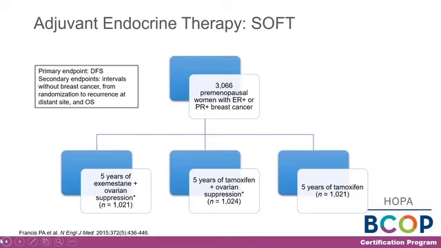This was a study that was done in over 3,000 patients who were premenopausal who had ER positive or PR positive breast cancer. These patients were randomized to receive 5 years of exemestane, which is an aromatase inhibitor, plus ovarian suppression, or 5 years of tamoxifen plus ovarian suppression, or 5 years of tamoxifen alone. The primary endpoint here was disease-free survival, and the secondary endpoints are listed here for your reference as well.